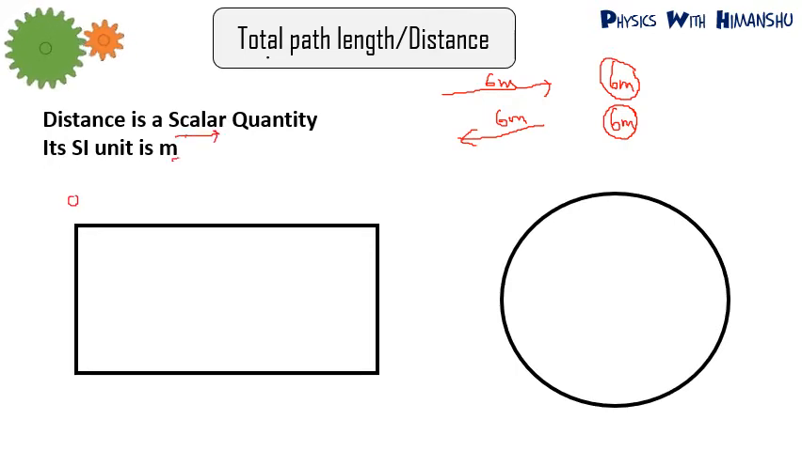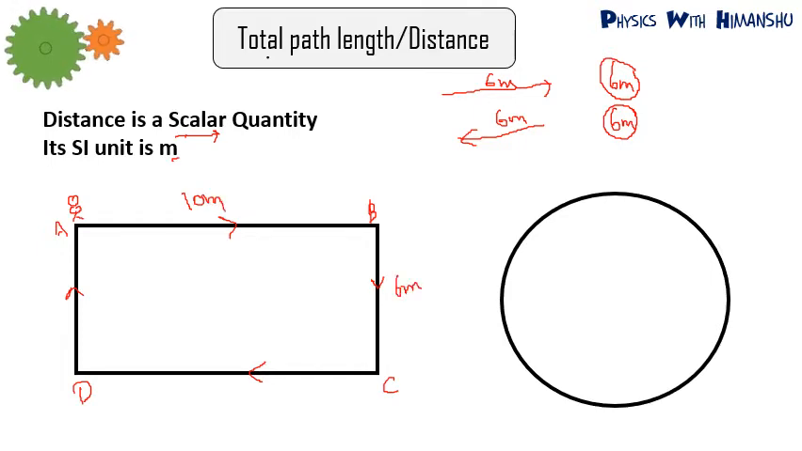Suppose a particle is here and it traveled from, suppose this point is A, from A to B, from B to C, from C to D, and from D to A again. Suppose this is 10 meter and this is 6 meter. So if I ask you what will be the total distance, you have to just look at how much the person has traveled. So 10 plus 6 plus 10 plus 6, it will come out to be 32 meter. So distance is a scalar quantity and its value is equal to total path traveled by an object.